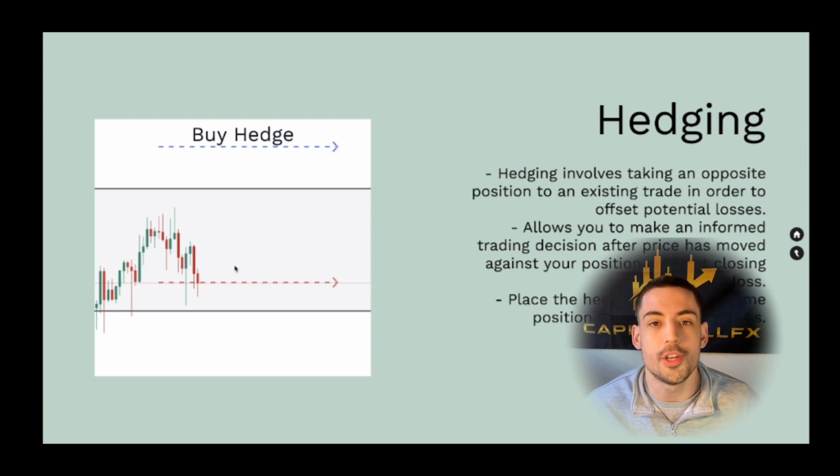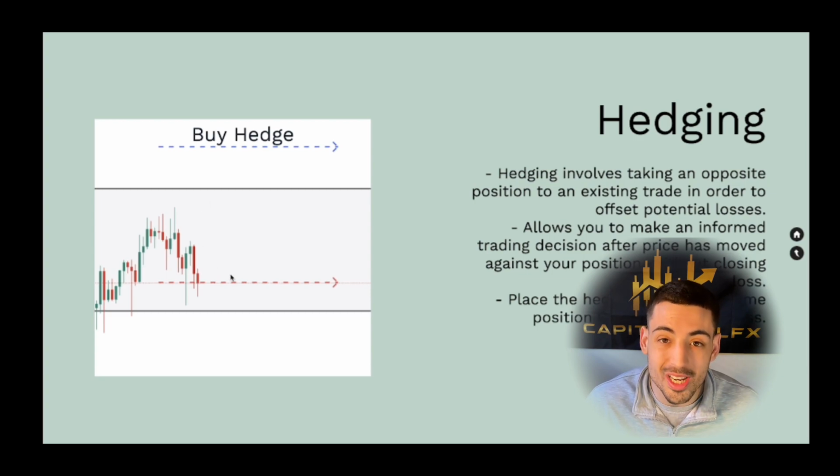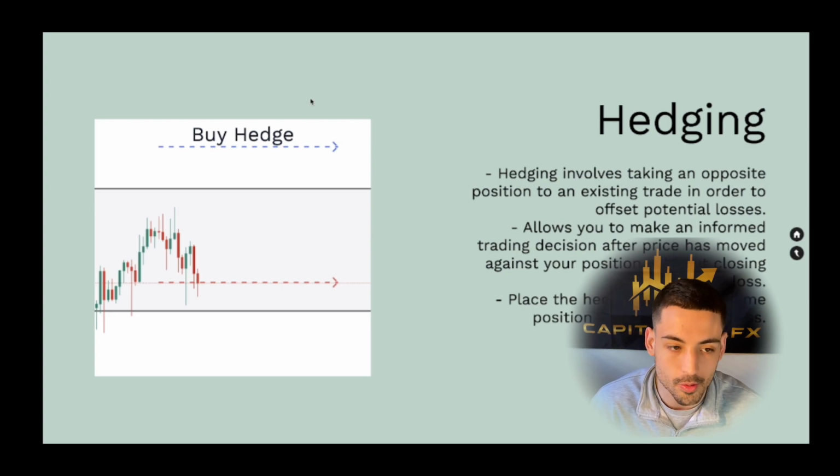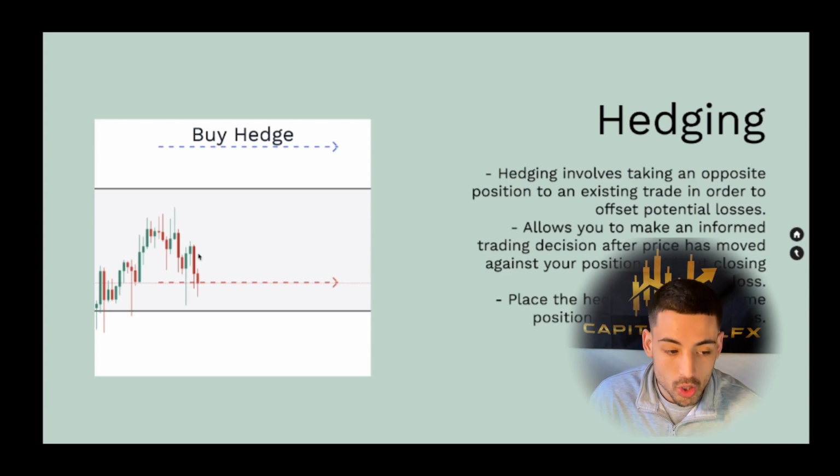And the reason you would want to do this is because you are able to make another informed trading decision, and you don't have to close out of this position at a loss. So let's say we have a significant resistance level up in here. And I know it's a completely different screenshot, but let's say we had a significant resistance level above this buy hedge. So what we would do is we would wait for price to skyrocket towards the upside and go into this significant resistance level. Then we would close this buy hedge in profit.